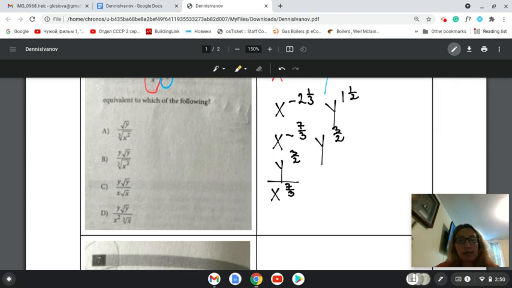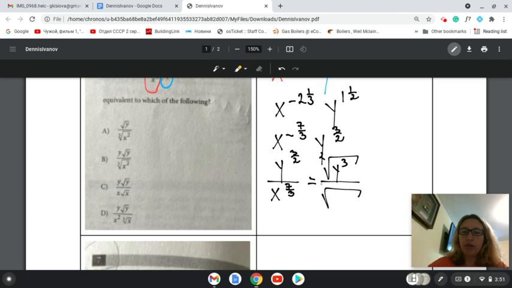Now, still, this doesn't look like my answers, and I now have to simplify the exponential form and convert it to radical form. Y to 3/2, right? That becomes square root of y to the third. And x to 7/3 becomes cubic root of x to the 7th.